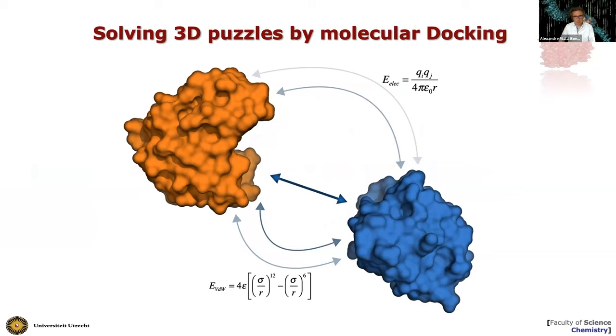But the basic principle is, given the structure of two proteins or two biomolecules, can we predict how they associate? And this is a search problem in six dimensions if we consider that the molecules are rigid. So we have to sample all the rotations of one of the proteins and then translate it for each rotation, and measure the fit between the proteins using some kind of energy function. And you see here electrostatics, so charge interactions, and the Lennard-Jones potential describing van der Waals interactions.